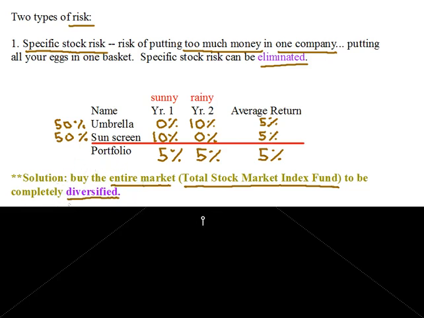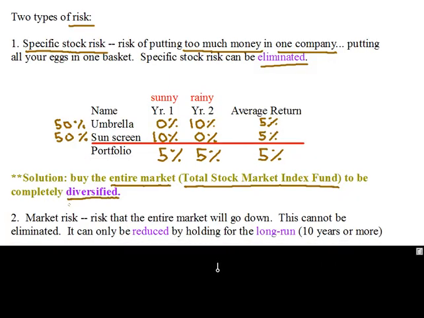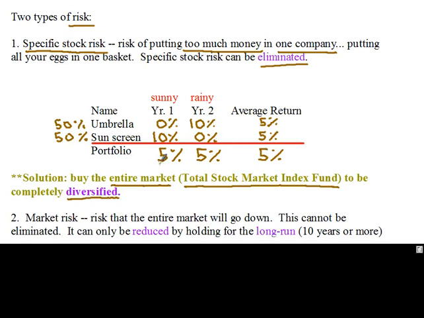The second type of risk is what is called market risk. Market risk is the risk that the entire market will go down. So, you could be completely diversified. You own the whole market. You own the total stock market index. But the whole thing might go down. And this cannot be eliminated. You cannot get rid of market risk.